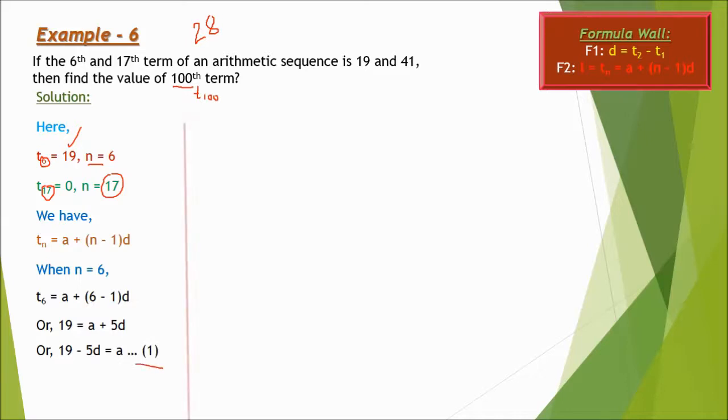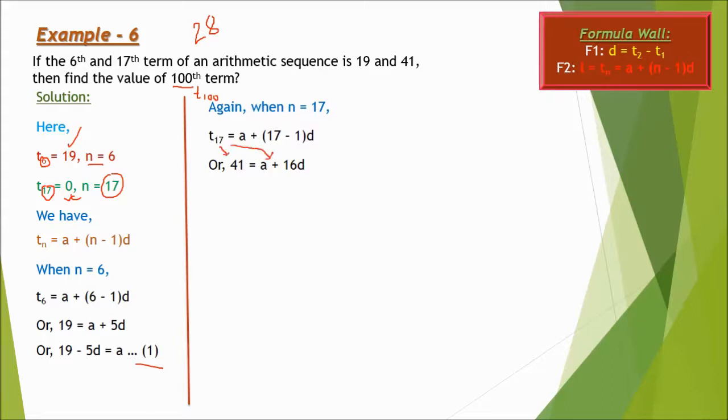Now the partition, and again when n is equal to 17, now T17 is equal to a plus 16d, you can write 17 minus 1 directly. You can write directly T17 is equal to a plus 16d, and then you can substitute the value of T17 as 41. Now we can put the value of a from equation 1, right here. 19 minus 5d is the value of a. We can use it by putting the value of a from equation 1.